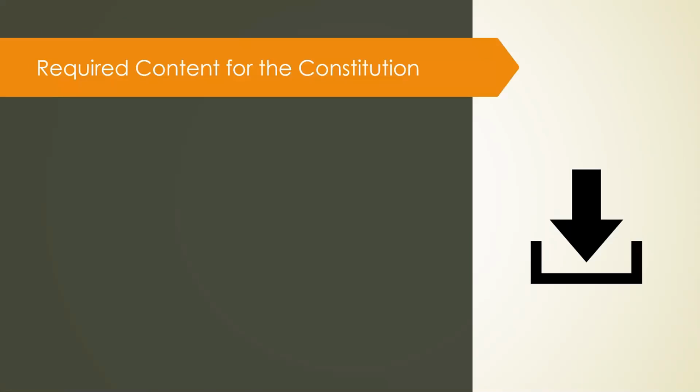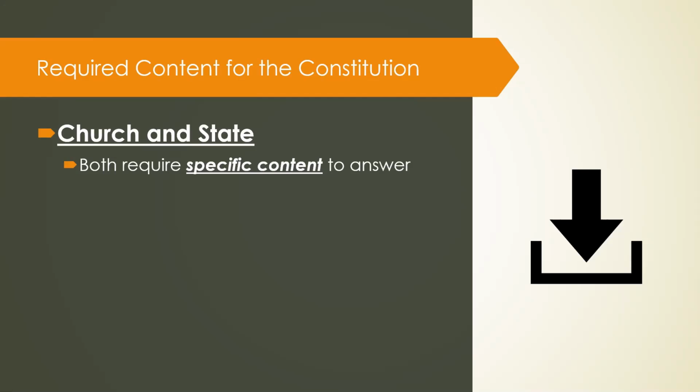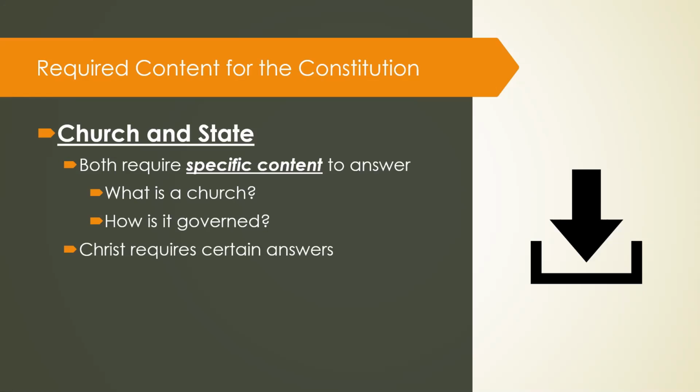If an organization must meet both these requirements for church and state, what content is required in the Constitution? What does the church have to include? Both church and state require specific content to answer two questions. What is a church, and how is it governed? Christ requires that we answer these questions in a certain way, and those determine the biblical content that is included in the Constitution. The state requires that we answer these questions in a certain way as well.